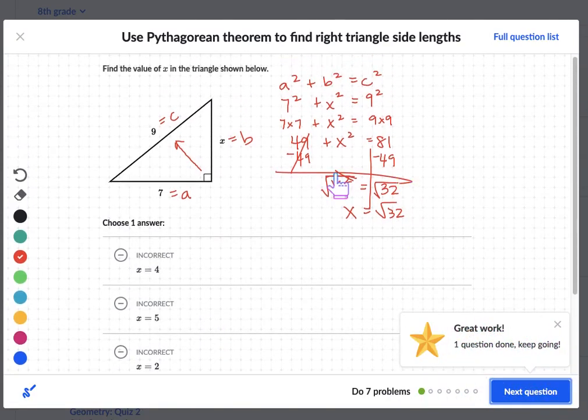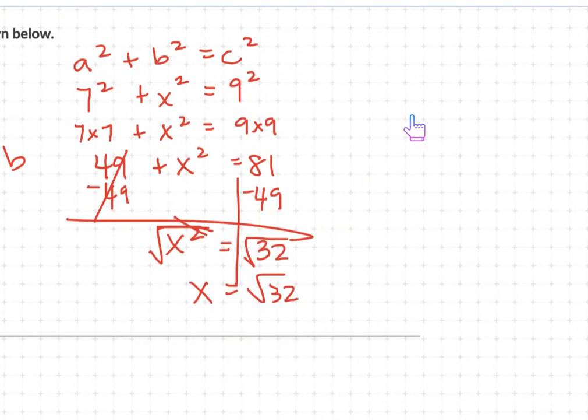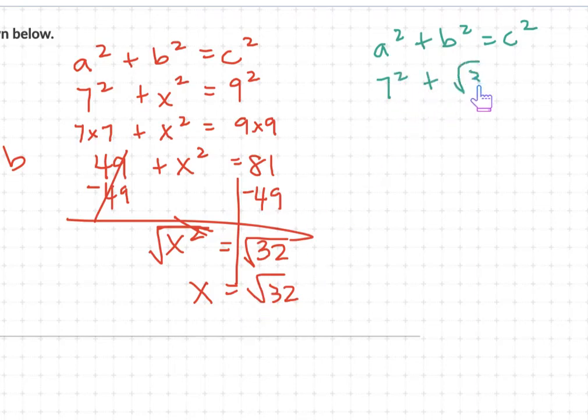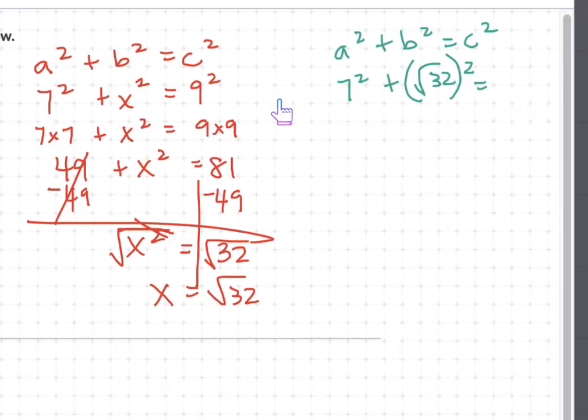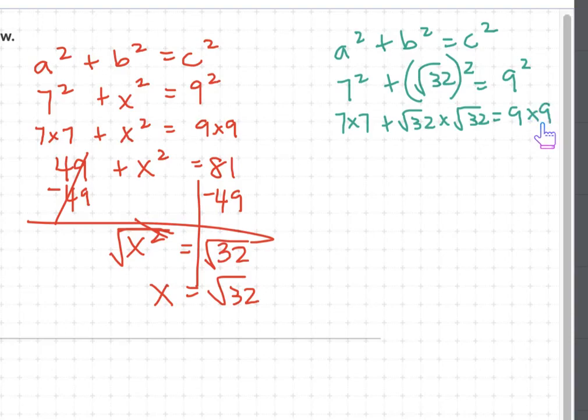Okay? If you were to check this answer, we would just put everything back. So it would become a squared plus b squared equals c squared. A squared was 7 squared. B we found was square root of 32. That was the answer for B. We still got to square it according to the formula. Equals, and our C was 9 squared. So this will become 7 times 7 plus square root of 32 times square root of 32 equals 9 times 9.